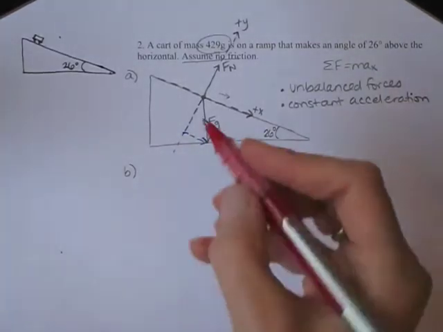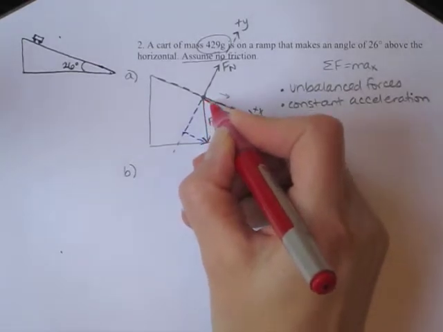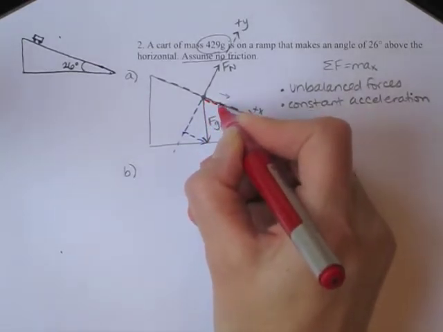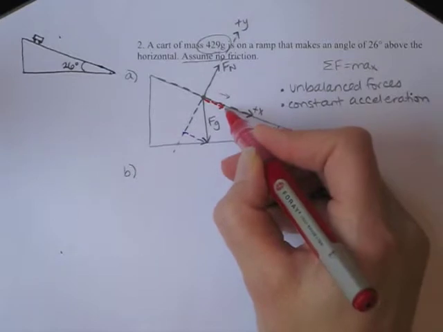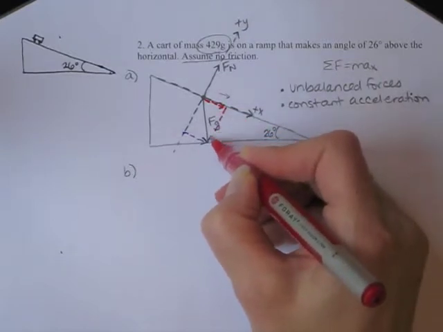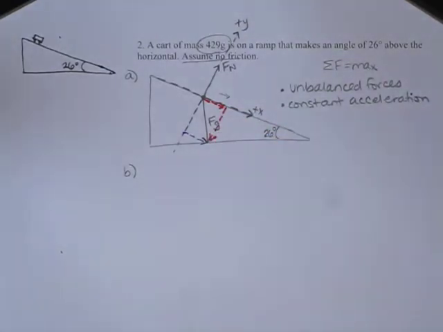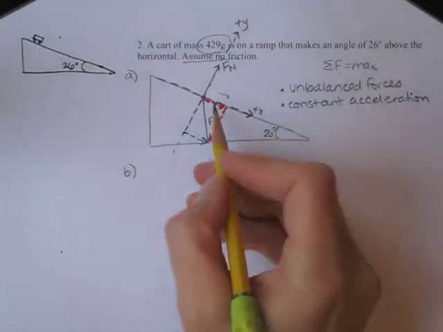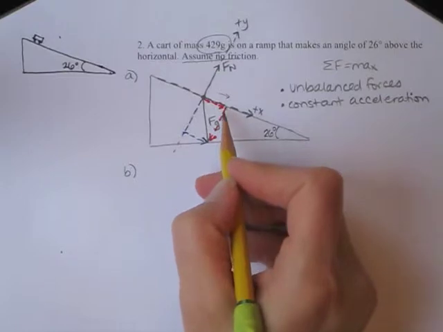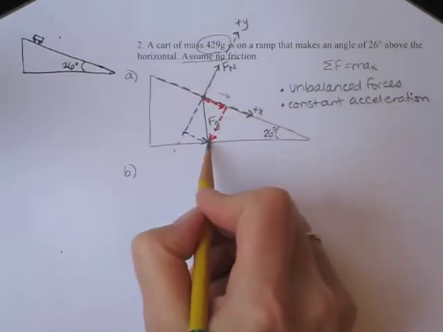The other way you could draw it is you could draw the x component first, so that would be going this way, and then the y component. Okay, just make sure that when you're done, your components are one that's parallel to the x-axis and one that's parallel to the y-axis.